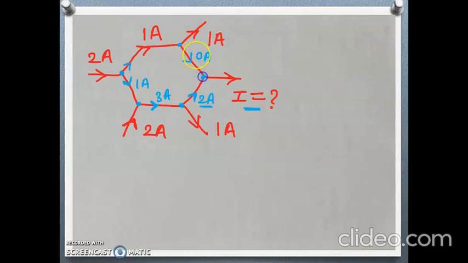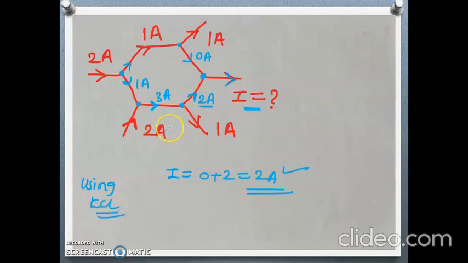So this 2 ampere and 0 ampere are coming at this node. So the current flowing through this branch will be sum of these two. Is 0 plus 2. So I equals to 0 plus 2 equals to 2 ampere. So this is the required value of current 2 ampere. In this way also, using KCL we can find the required value of current through any branch or required value of unknown current. Okay.